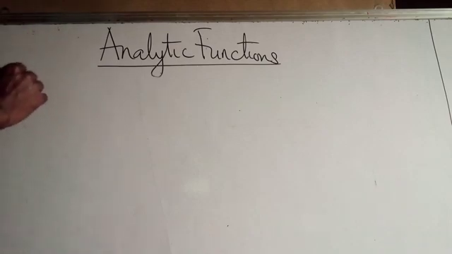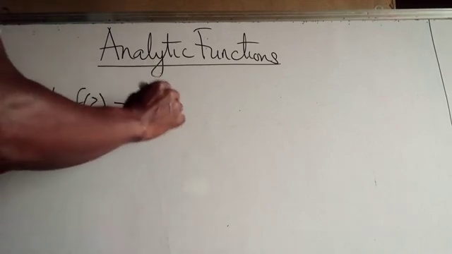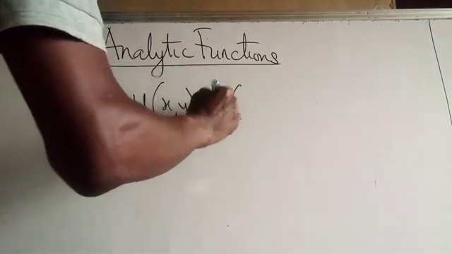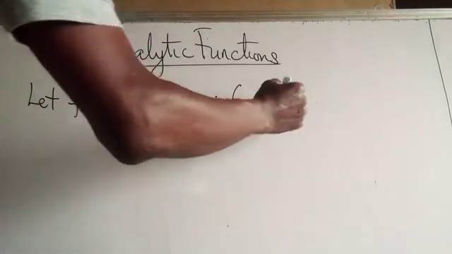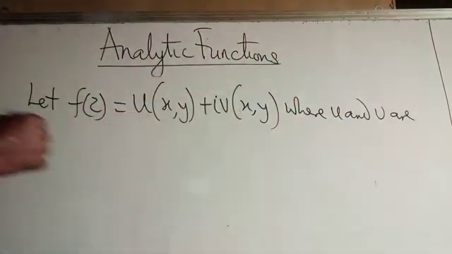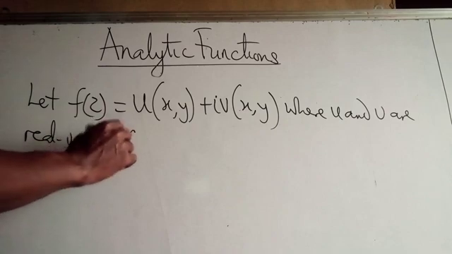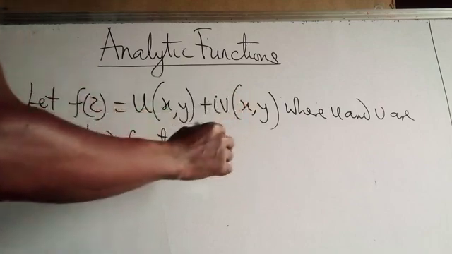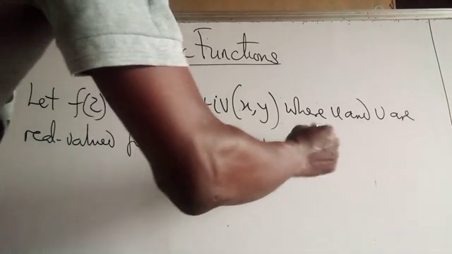Now, let f of z be equal to u of x, y plus i v of x, y, where u and v are real value functions. They are real value functions of two variables, x and y. You can see.